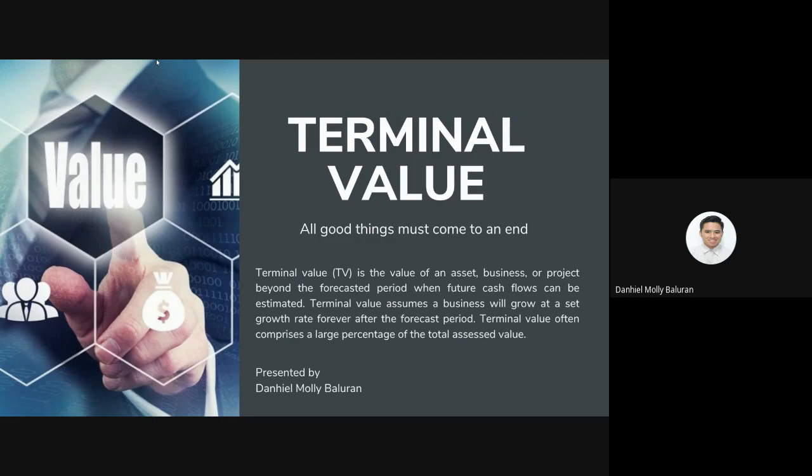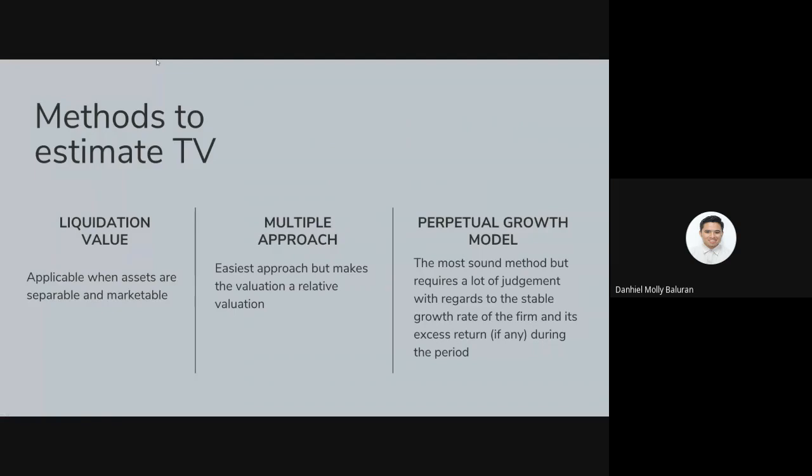And how do we estimate it? There are three methods. One is liquidation value. So after 10 or 15, let's just say 15 years, you decided to shut down the business and sell it. Sell off its assets. That's liquidation value. This method is practically applied to private businesses. And the next alternative is the multiple approach. It is the easiest approach, but makes the valuation a relative valuation.